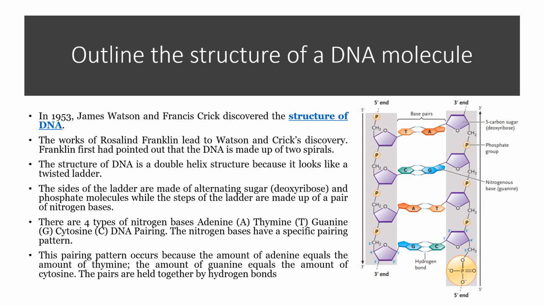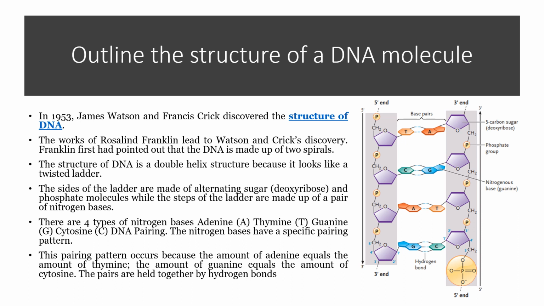Next is outline of the structure of DNA molecule. DNA molecule in 1953 was discovered by Watson and Crick. The work of Rosalind Franklin led to Watson and Crick's discovery. Franklin first has pointed out that DNA is made up of two spiral. Structure of DNA we know is a double helix structure because it looks like a twisted ladder. The sides of the ladder are made of alternating sugar, deoxyribose and phosphate molecules, while the steps of the ladders are made up of a pair of nitrogenous base.